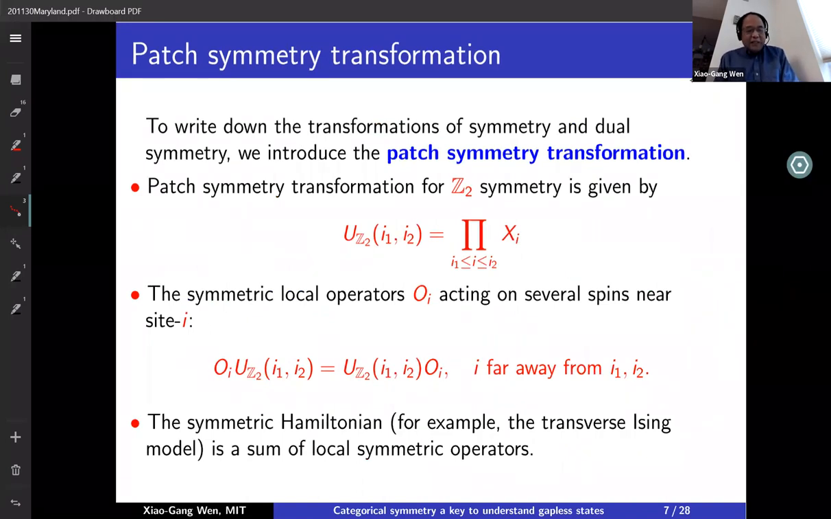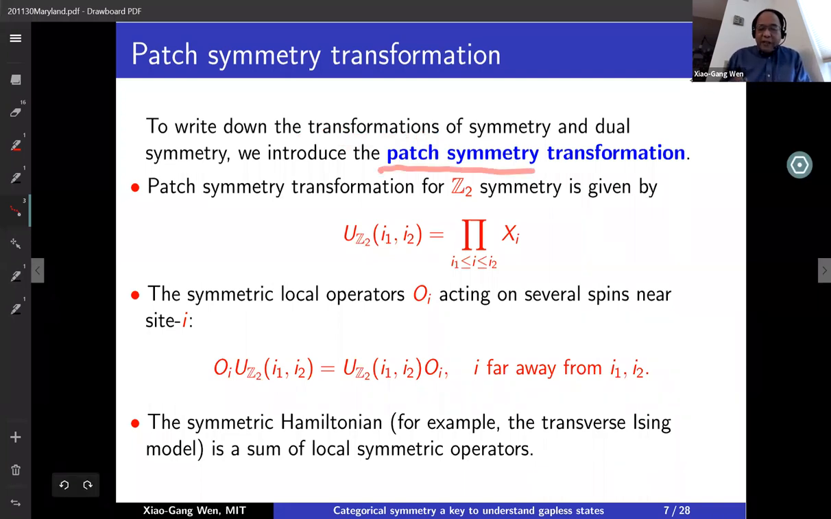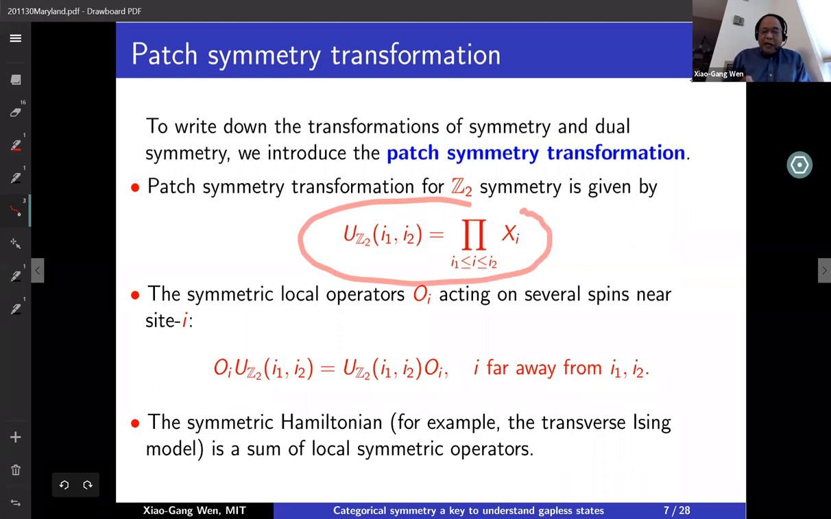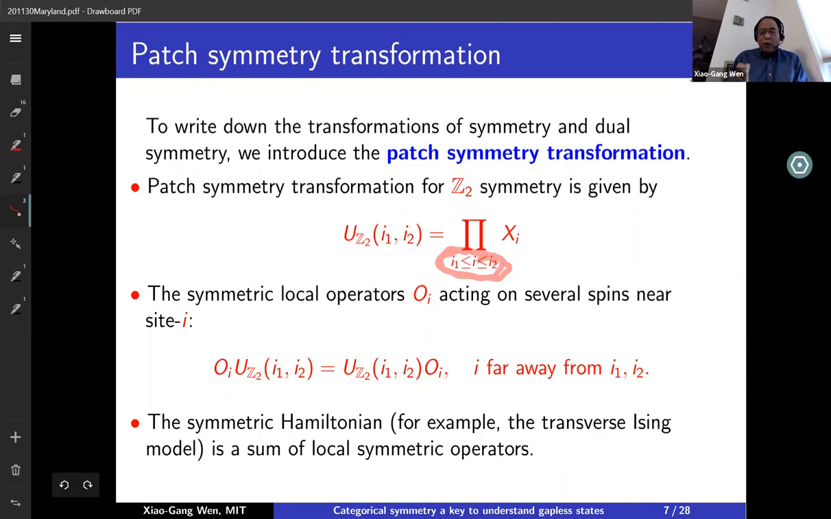So now let's study this categorical symmetry a little bit further. We ask, what is the transformation of a symmetry and a dual symmetry? It turns out that to really study the transformation together, it's important to introduce a so-called patch symmetry operator. For example, for the ordinary Z2 symmetry, the patch symmetry transformation is defined like this, which is a product of the spin flip, but only on the segment from I1 to I2. So only on the patch, not on the whole chain. And this is already enough for us.